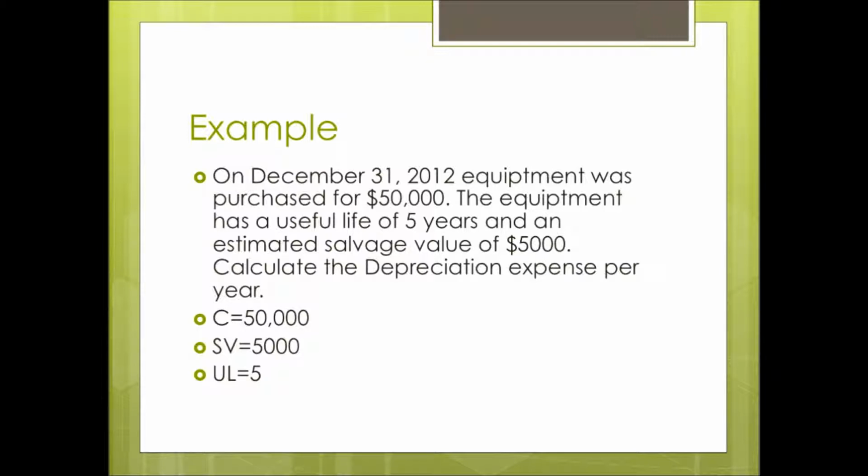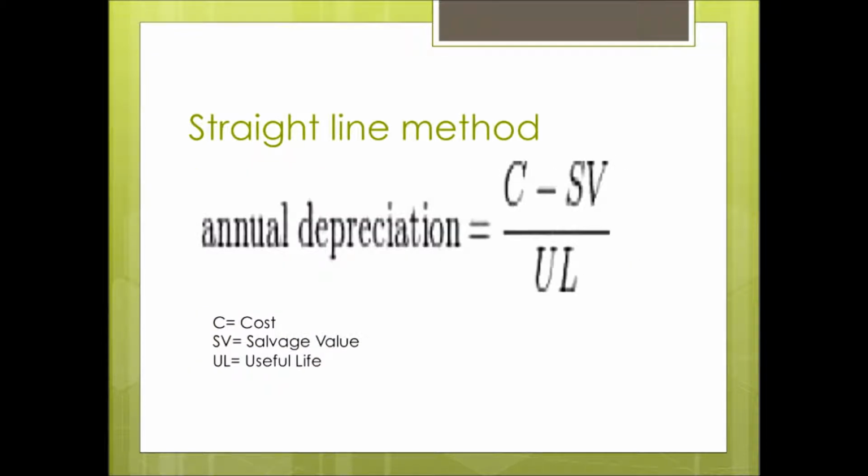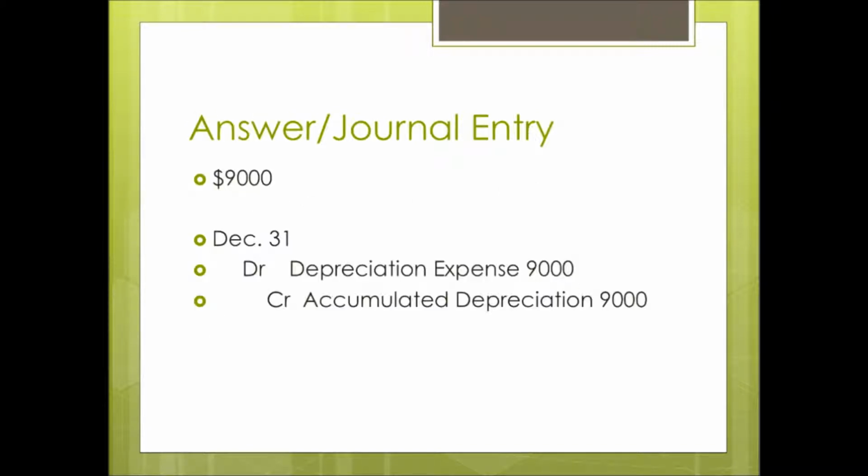We want to put it in our formula. So we did $50,000 minus salvage value of $5,000 over the useful life. If I do that in my calculator, I would do $50,000 minus $5,000, which is $45,000, divided by my useful life of how many years? They said 5. So now I calculated my annual depreciation, and it should be $9,000.